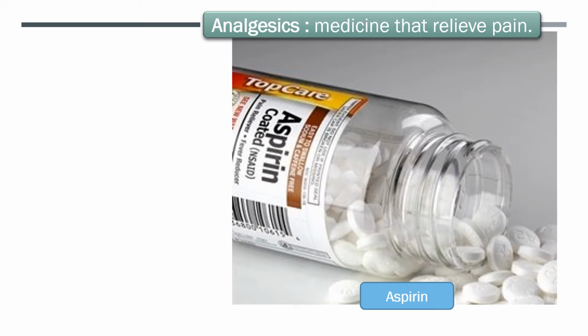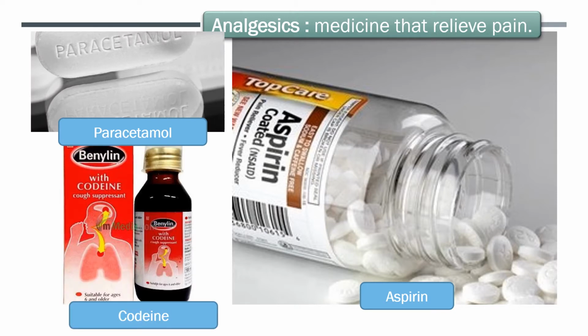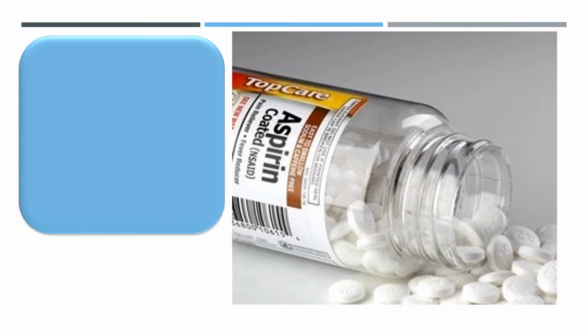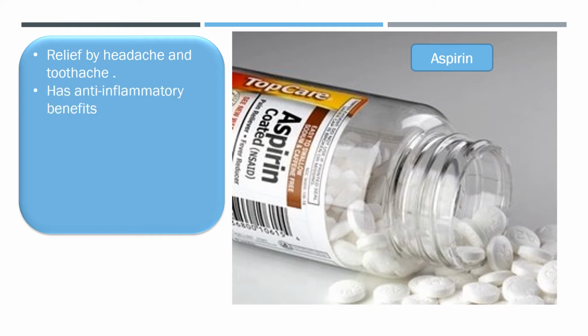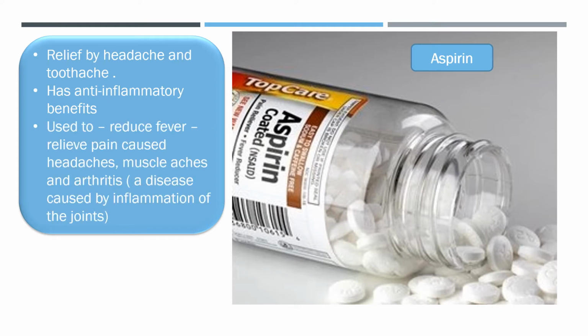It is also known as painkiller. Examples of analgesic are aspirin, paracetamol, and codeine. Now let us look at the first example of analgesic, aspirin. Aspirin is used to relieve the headache and toothache. It has anti-inflammatory benefits and it also used to reduce fever, relieve pain caused by headache, muscle ache, and arthritis, a disease caused by inflammation of the joint.